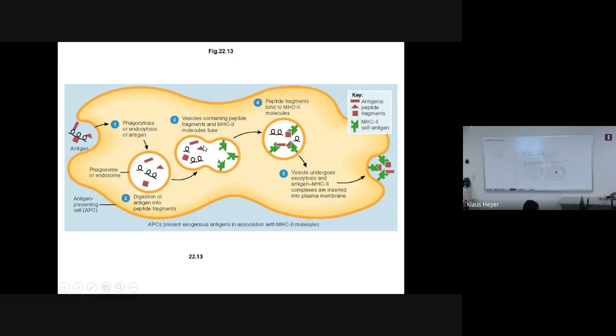At the same time, it's making new MHC molecules. It's making its own name tag. But what it's doing is incorporating pieces of the bacteria into its name tag.